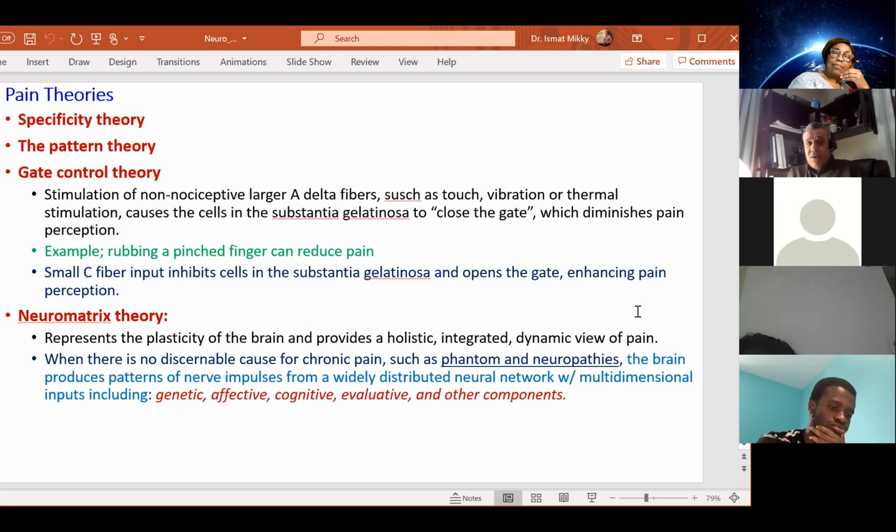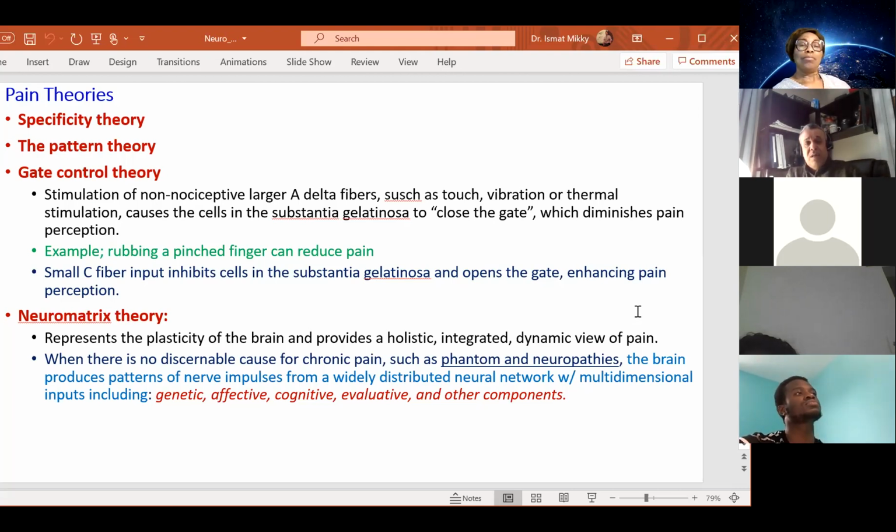So that's the gate control theory. I'm giving you an example: rubbing a pinched finger can reduce pain.